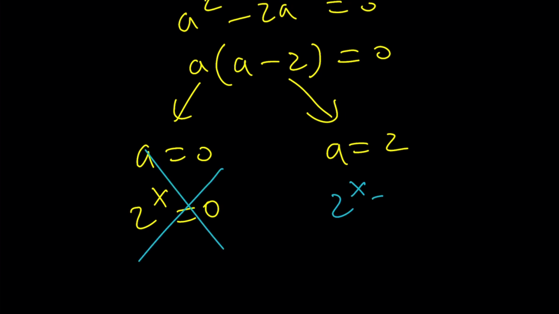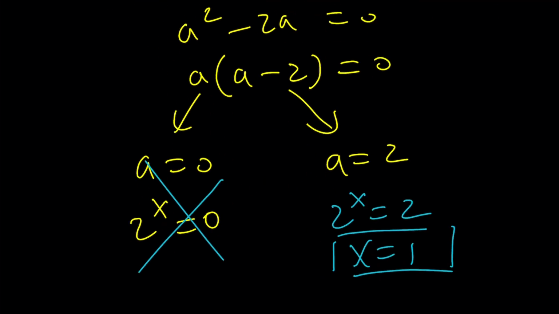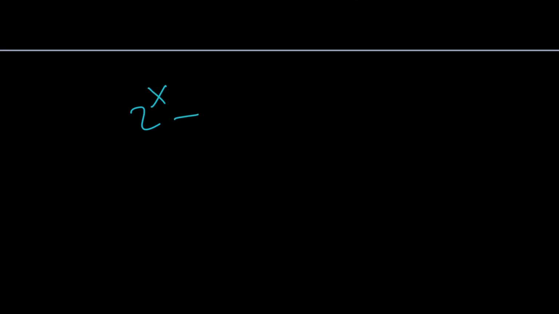Therefore, a equals 2 is the only value, and from here we get x equals 1. But what makes this problem, I think, more interesting is the complex solutions. Let's go ahead and explore if you can find any complex solutions from here. So here's how it goes.